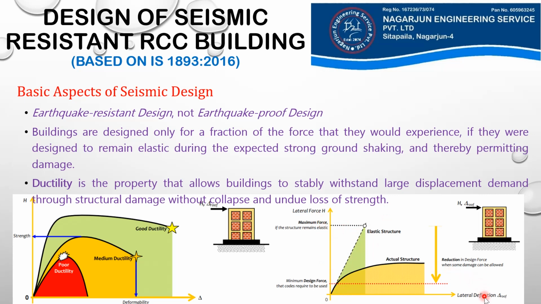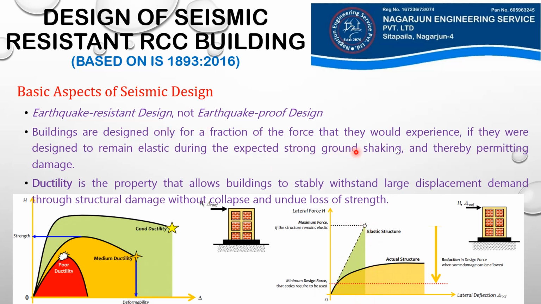The lateral force versus lateral deflection curve in an actual structure will be somewhat this curved figure, because the structure will be allowed to be damaged after experiencing a certain force, and due to this the actual earthquake force that the structure experiences can be reduced. There is a reduction in design force when some damage can be allowed. And here you can see this horizontal line represents the minimum design force the code requires to be used. You can see the difference between the maximum force and the minimum design force. There is a big difference.